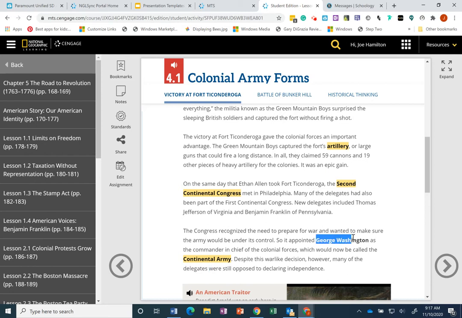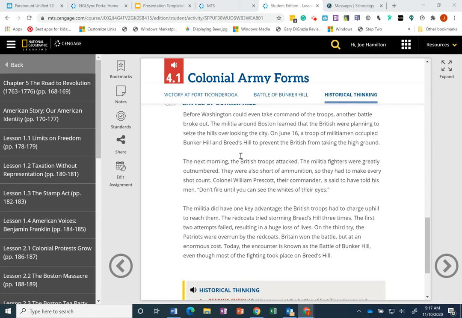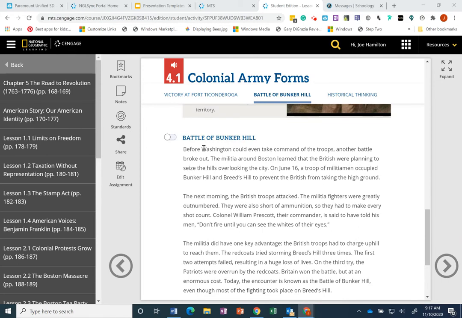We talked about George Washington. Matter of fact, in the Nearpod, we saw some facts about him. Okay, so make sure you reference that video, and you can add some of the facts from that video onto your thinking map. Benedict Arnold was also a part of this under the victory at Fort Ticonderoga, so you can include him as well.